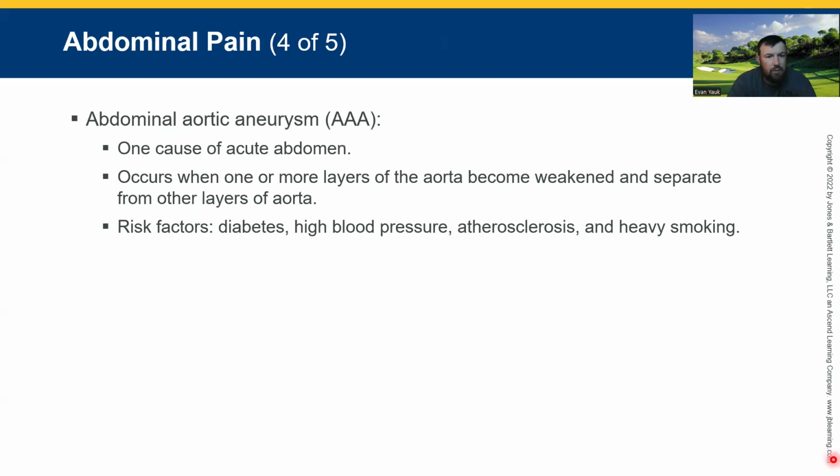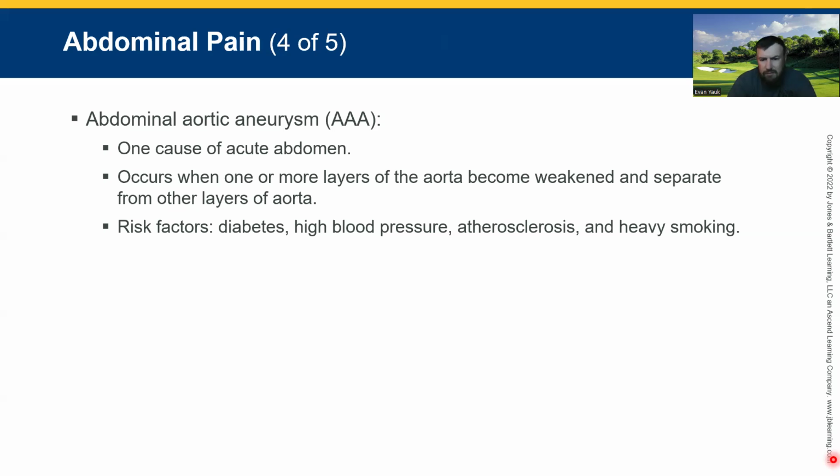So abdominal aortic aneurysm, this is called an AAA. One cause of acute abdomen occurs when one or more layers of the aorta become weakened and it separates from other layers of the aorta. It's extremely painful. Risk factors are diabetes, high blood pressure, thickening of the arteries, and heavy smoking.